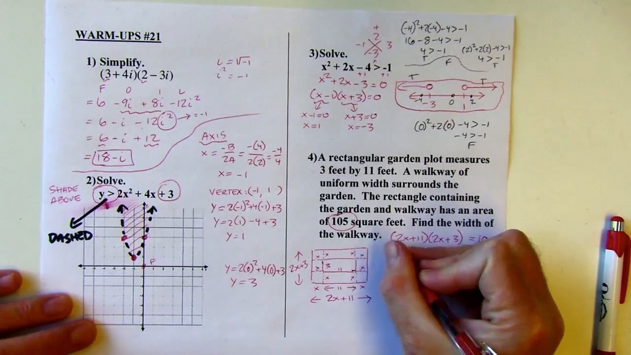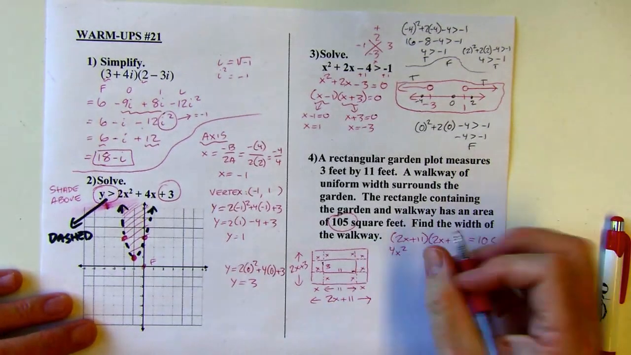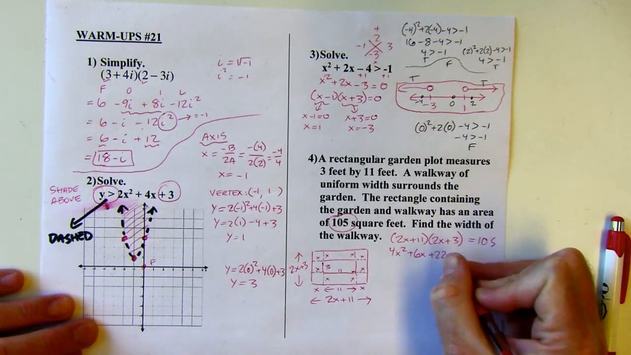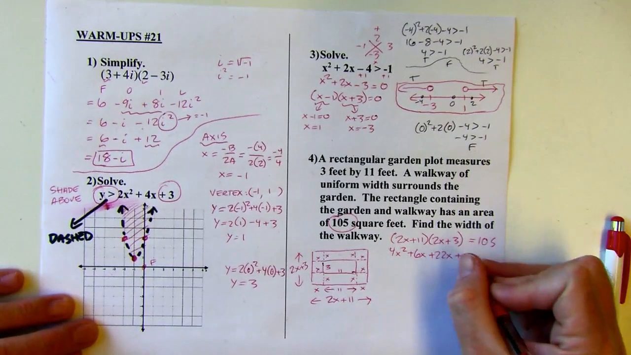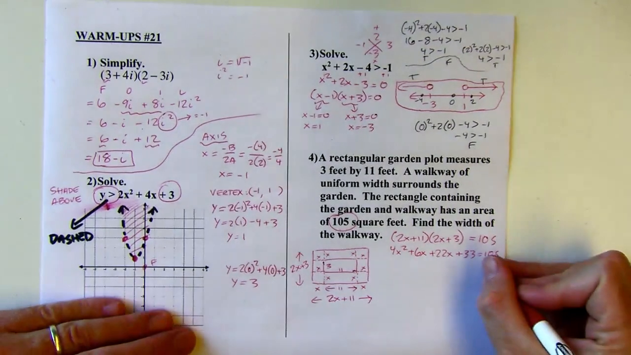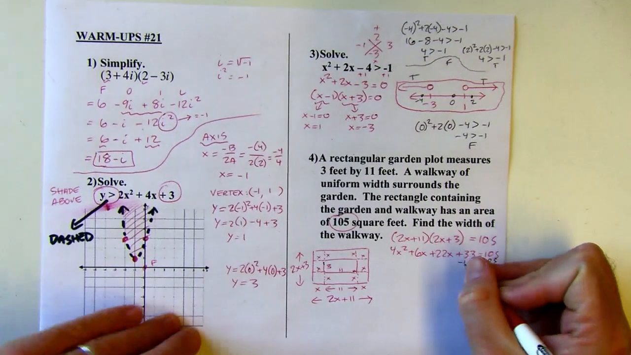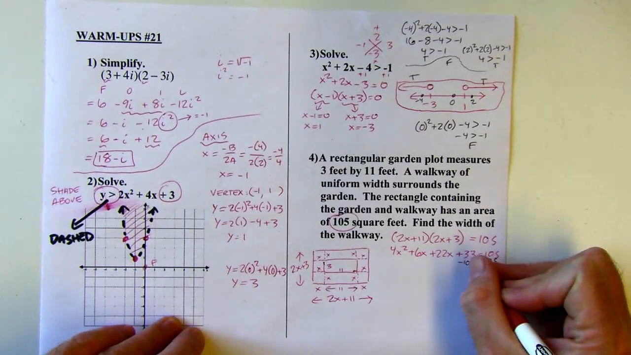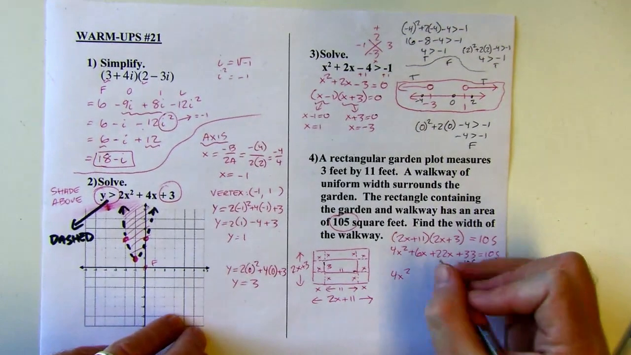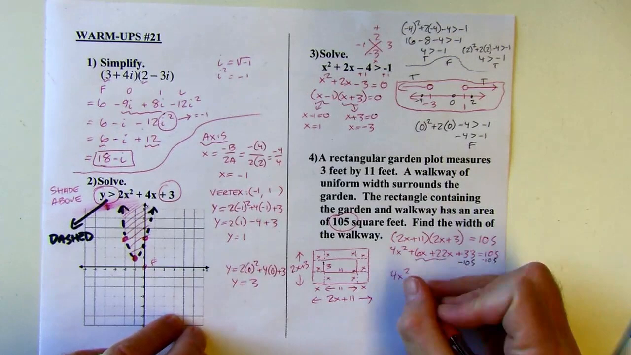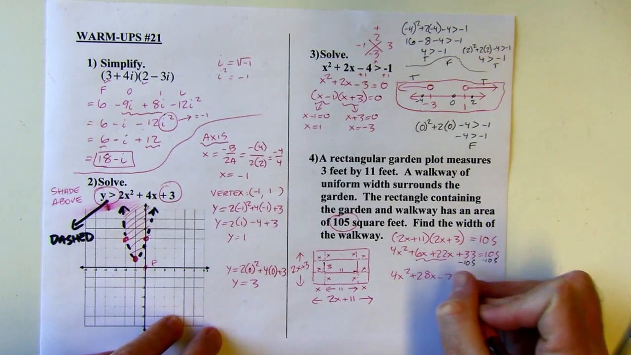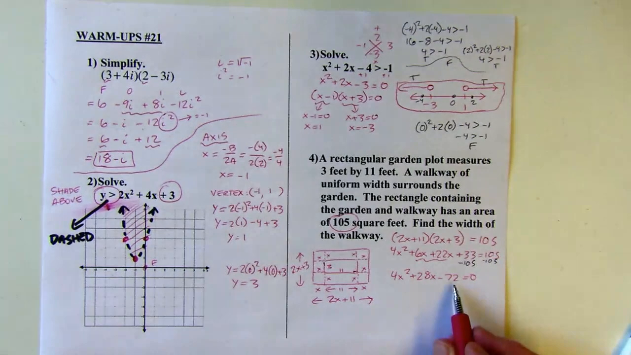2x times 2x is 4x squared. 2x times 3 for outer is 6x. Inner, 11 times 2x is 22x. And last, 11 times 3 is 33. Okay, next thing, I'm going to set this equal to 0 by subtracting 105 from both sides. Okay. Oh, I'm also going to combine the 6x and the 22x. All right. So 33 minus 105 is negative 72.